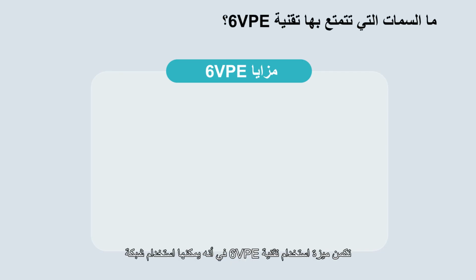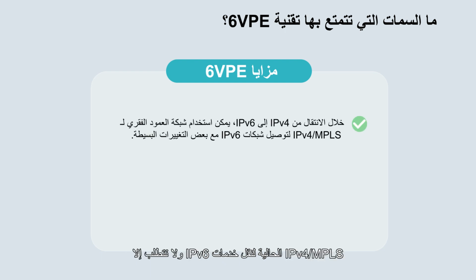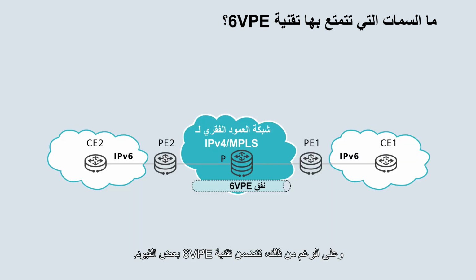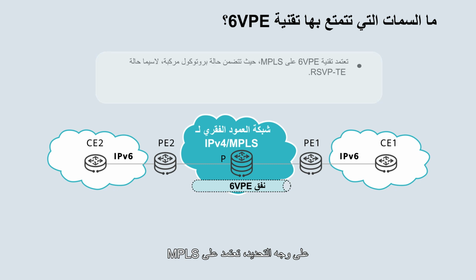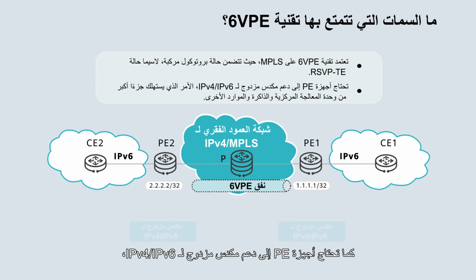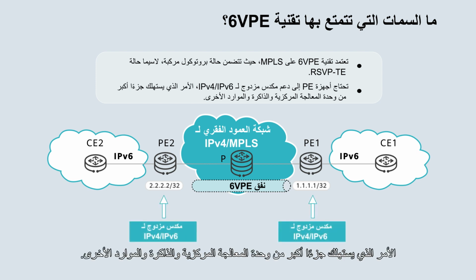Now let's have a look at 6VPE's features. The advantage of using 6VPE is that it can use the existing IPv4 or MPLS network to carry IPv6 services and requires only minor changes to the IPv4 MPLS network to connect IPv6 networks. Connected IPv6 networks are unaware of the intermediate IPv4 network. That said, 6VPE also has some limitations. Specifically, it depends on MPLS and involves complex protocol status, especially RSVP-TE status. PEs also need to support IPv4 or IPv6 dual stack, which consumes more CPU, memory, and other resources.